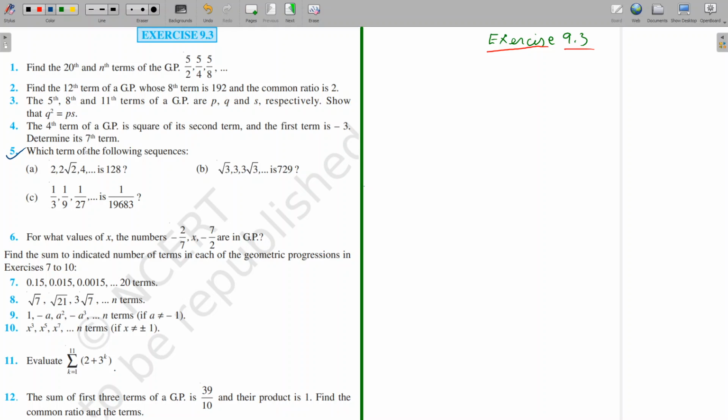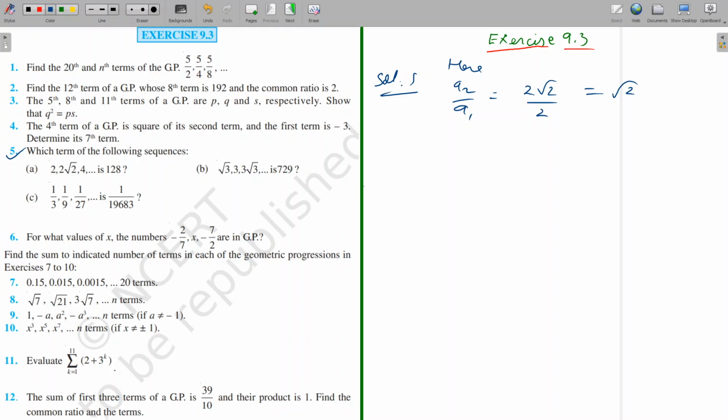Question number 5. Which term of the following sequences is 128? So here, first of all, we will have to check whether it is a GP or not. It is not given to us that it is a GP. So solution number 5. Let us find the value of a2 by a1. Here a2 by a1 equal to 2 root 2 over 2, and that is equal to root 2.